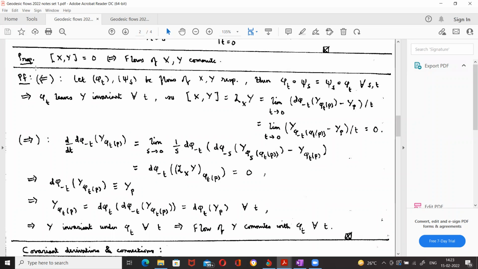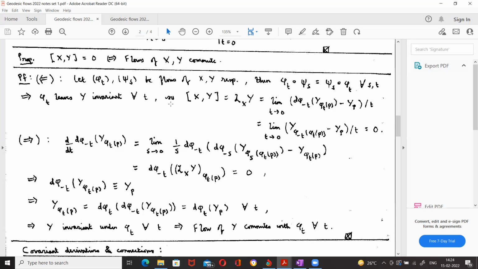Okay, so this is the backward implication. So then we're given that phi t composed with psi s is equal to psi s composed with phi t for all s, t. Right? The flows are given to commute. Now, by the previous proposition, because phi t commutes with the flow of y, therefore phi t leaves y invariant, right? This means that y is phi t invariant. Yes? By the previous proposition, y is phi t invariant for all t.